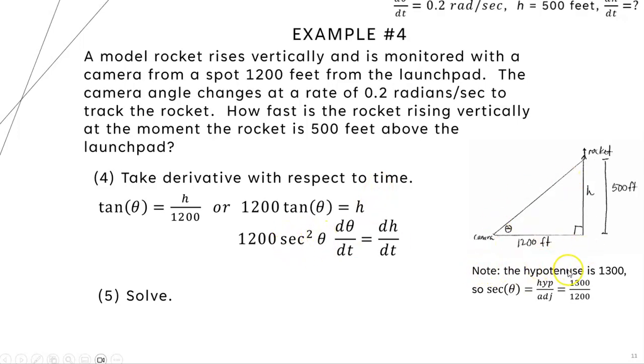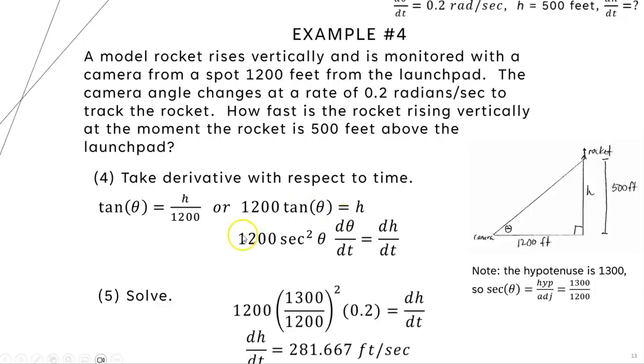Off to the side I made a little note here. This is a 500, 1200, 1300 triangle. If you were to solve this using the Pythagorean theorem, you would get 1300 as this hypotenuse right here. Remember, secant of theta is hypotenuse over adjacent. So this is 1300 over 1200. I plug in secant of theta is 1300 over 1200. I know dθ/dt is 0.2, so I plug everything in and solve, and I get dh/dt is 281.667 feet per second.